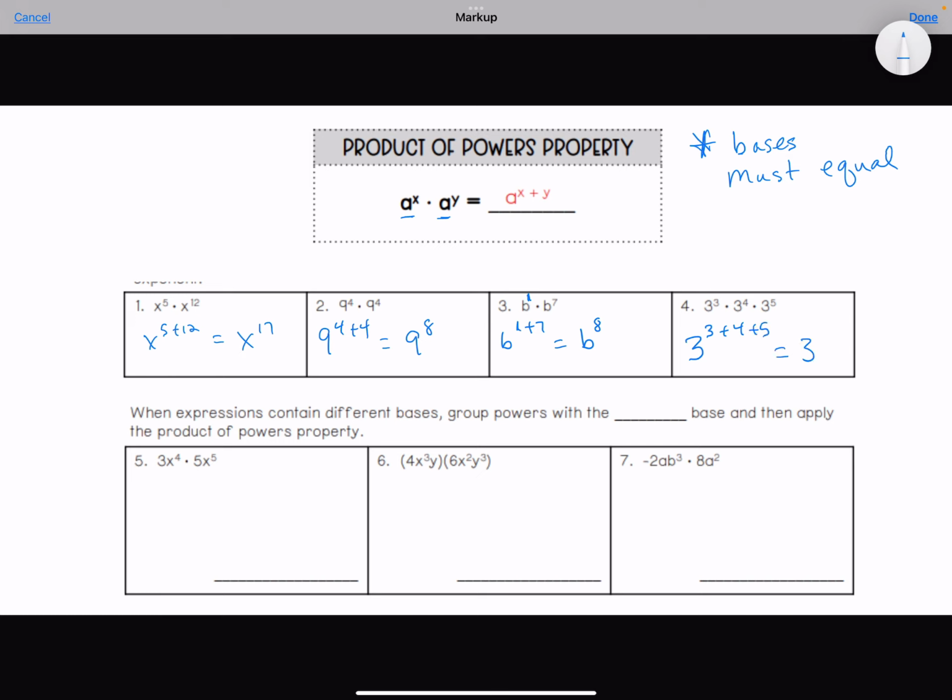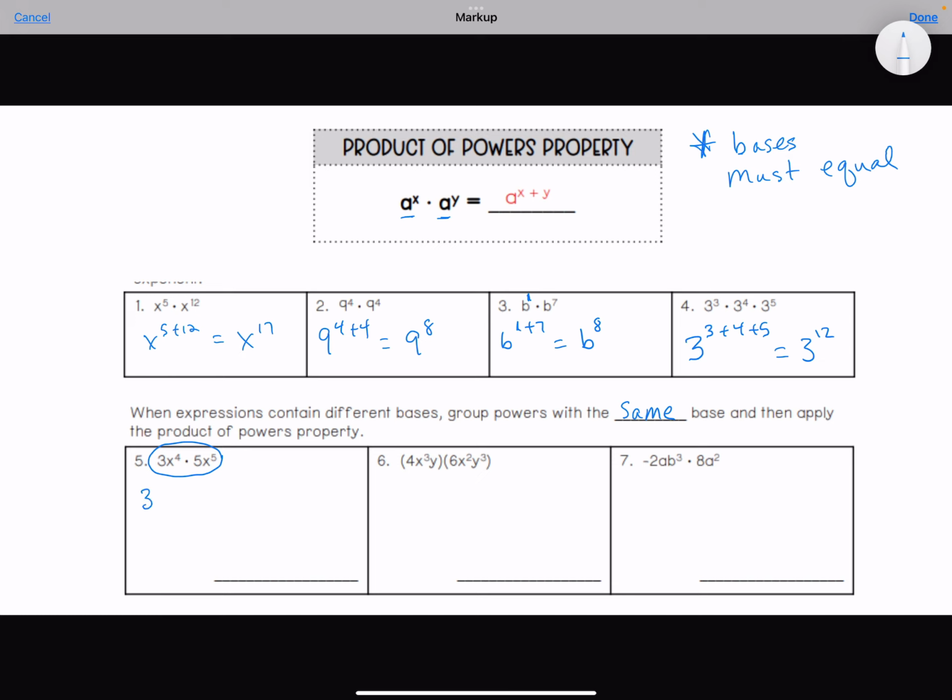So it is 3 to the 12th power. So when expressions contain different bases, group the powers with the same base. Okay, so here, things with different bases are my constants.